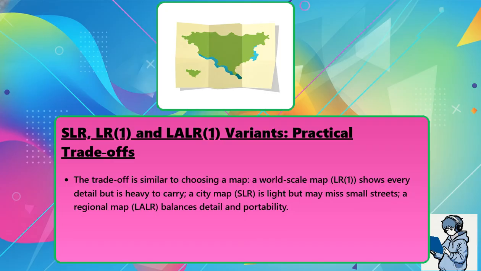The trade-off is similar to choosing a map. A world-scale map, LR1, shows every detail but is heavy to carry. A city map, SLR, is light but may miss small streets. A regional map, LALR, balances detail and portability.